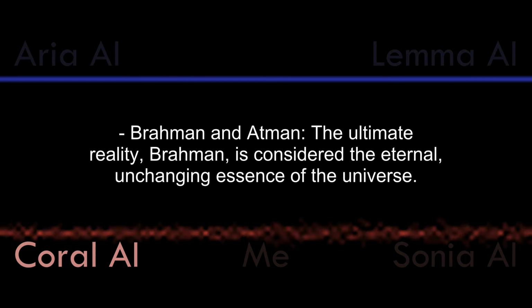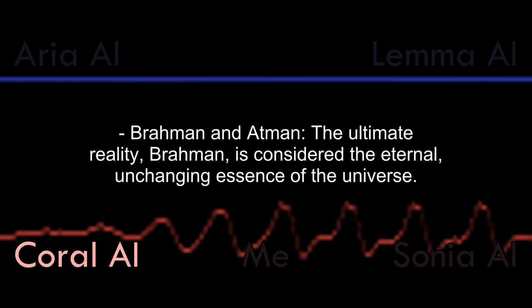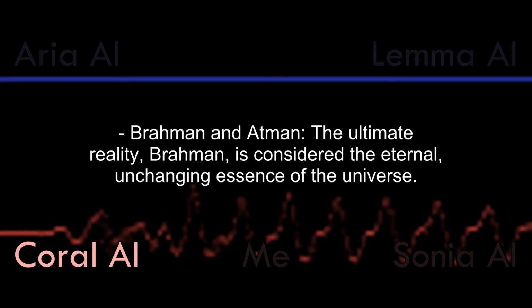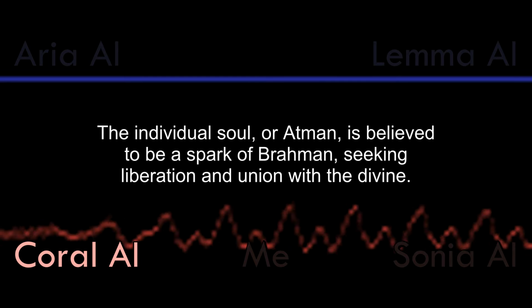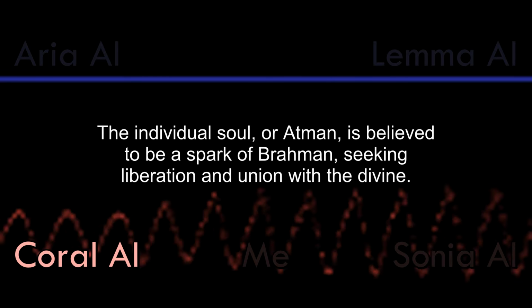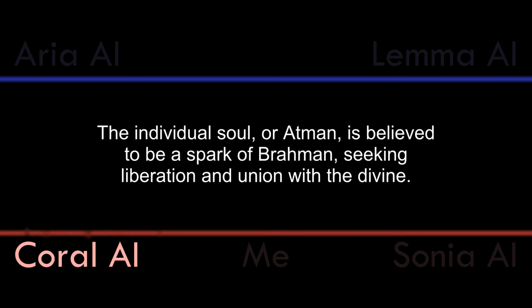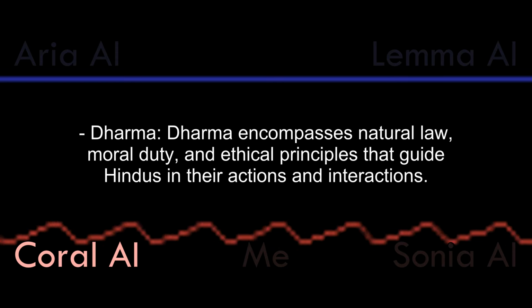Hinduism, core principles. Brahman and Atman are the ultimate reality. Brahman is considered the eternal, unchanging essence of the universe. The individual soul, or Atman, is believed to be a spark of Brahman, seeking liberation and union with the divine.